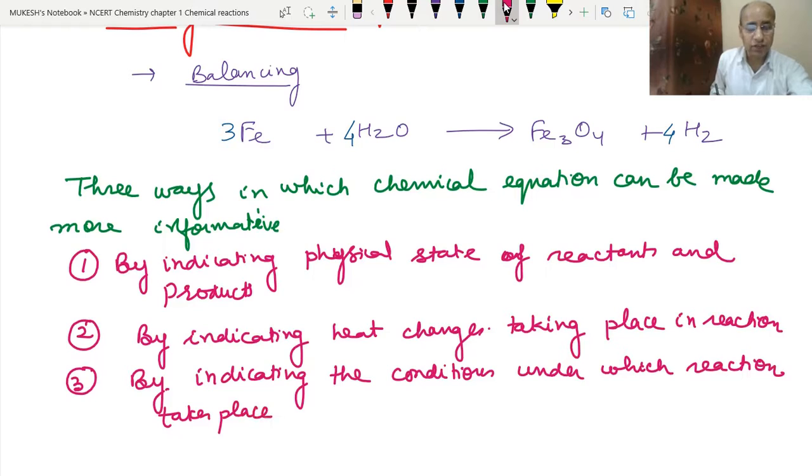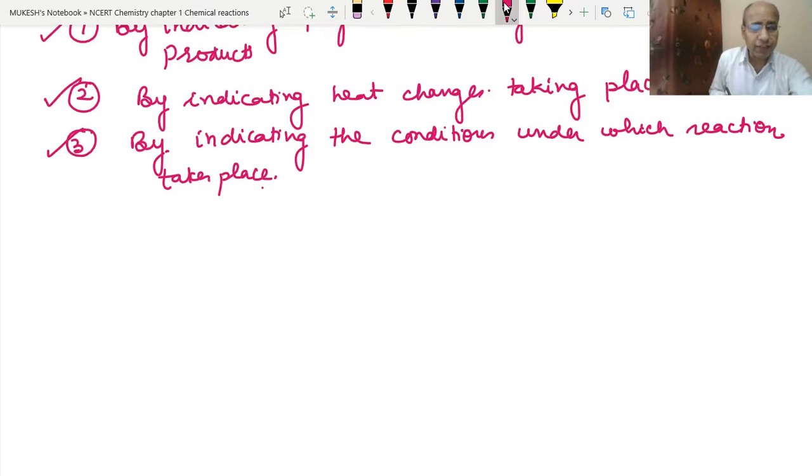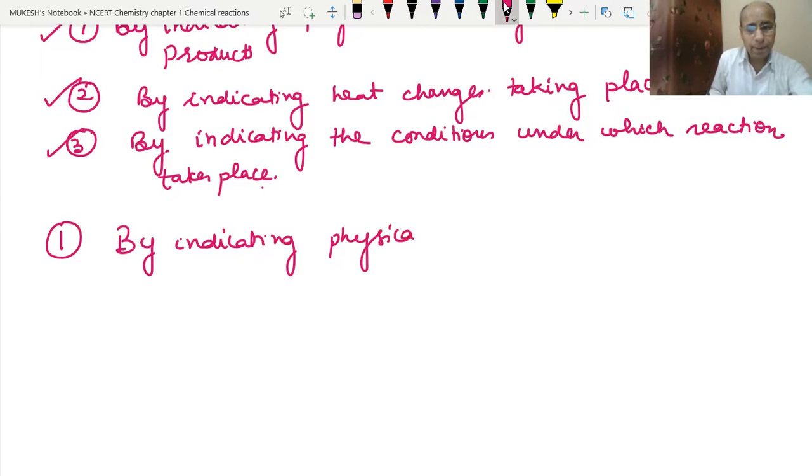So, what are the three ways? First, by indicating the physical state of reactants and products, second, by indicating the heat changes, and third, by indicating the conditions. So let's take them one by one. We are taking the first one, by indicating physical states of reactants and products.